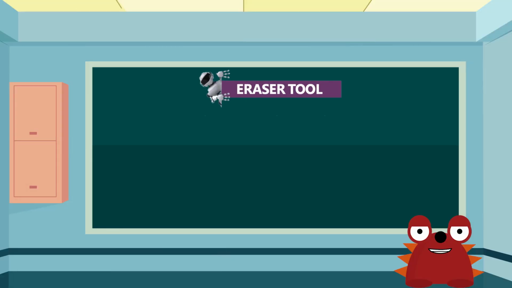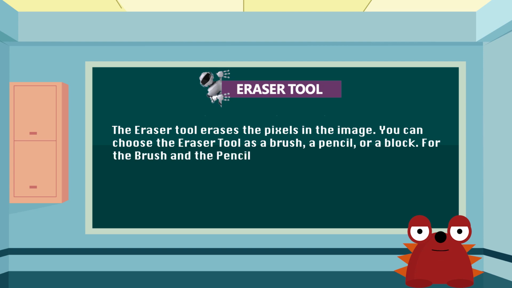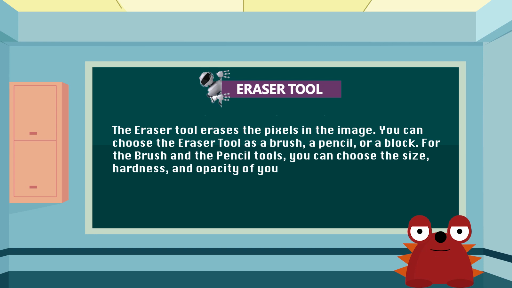Moving towards the eraser tool, which erases the pixels in the image. You can choose the eraser tool as a brush, a pencil, or a block. For the brush and the pencil tools, you can choose the size, hardness, and opacity of your cursor's brush.